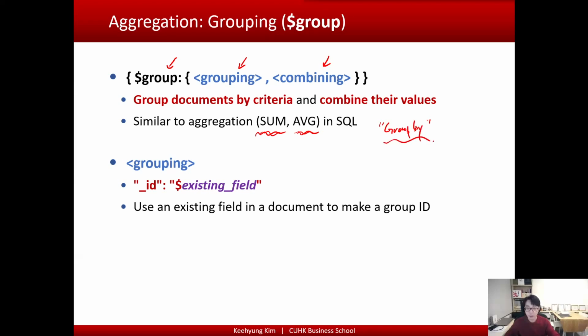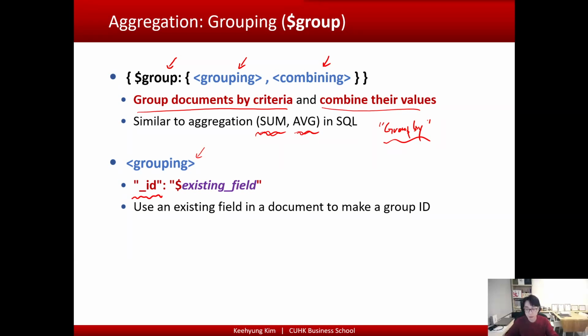So it's similar to that. It's making a group based on a certain condition, and we are doing some aggregation. So basically, that's a grouping operator in MongoDB. It will group documents by criteria, and it will combine their values. For the grouping part, we specify something like this. We specify the ID field. Basically, we are going to group documents based on a certain condition.